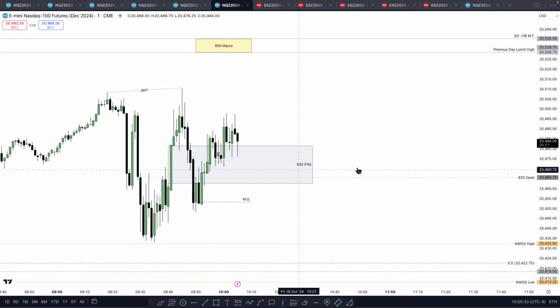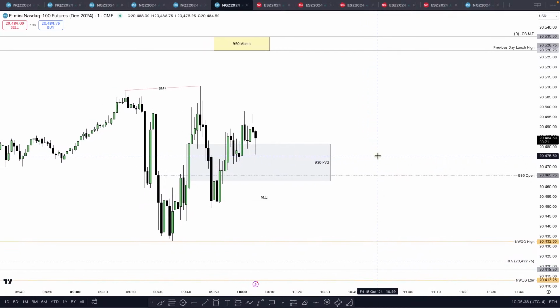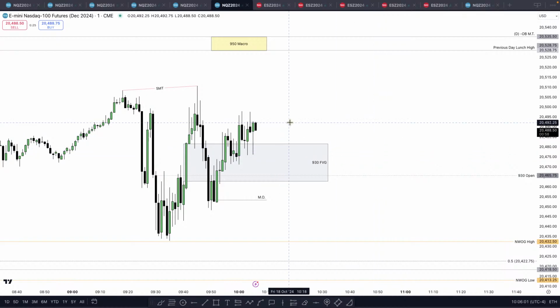Slow delivery here. So if we are to go higher, if that's going to be the first move, there's really no other reason for price to want to get down right now. We've already worked the 930 fair value gap so much.